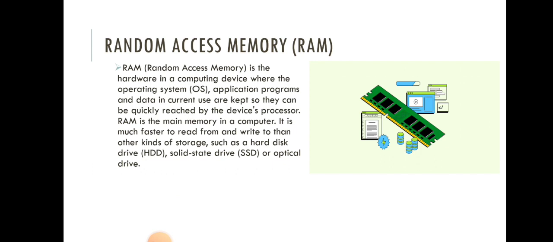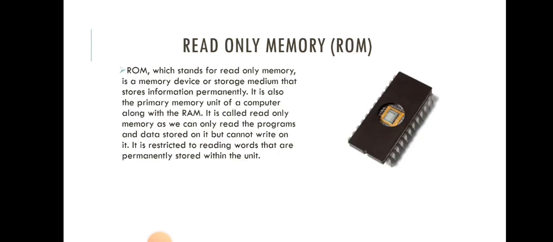RAM, also known as random access memory, is hardware in a computing device where the operating system, application programs and data in current use are kept so that they can be quickly reached by the device's processor. RAM is the main memory in the computer. It is much faster to read from and write to than other kinds of storage such as a hard disk drive, solid state drive or optical drive.